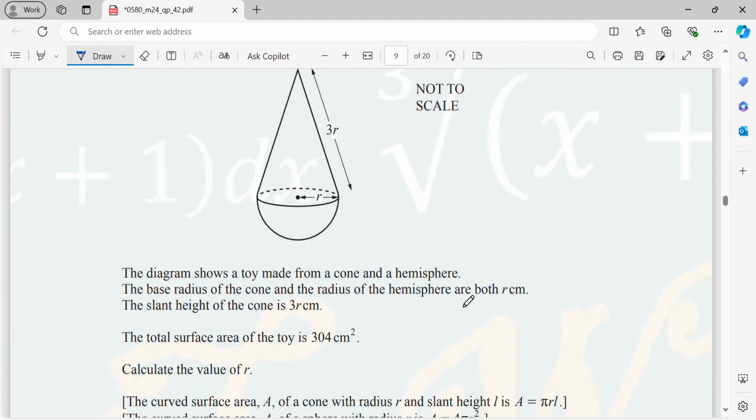Okay, now B. The diagram shows a toy made from a cone and a hemisphere. The base radius of the cone and the radius of the hemisphere are both r. The slant height of the cone is 3r centimeters. The total surface area of the toy is 304 centimeters squared. Now calculate the value of r.